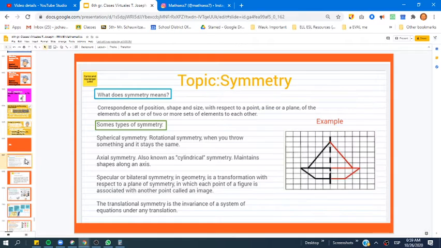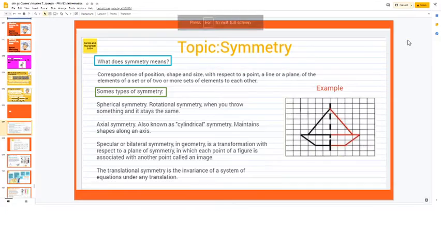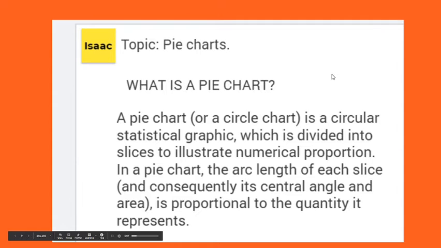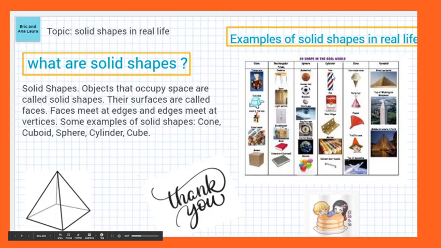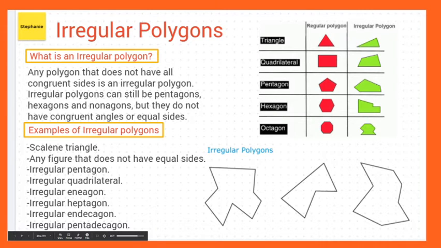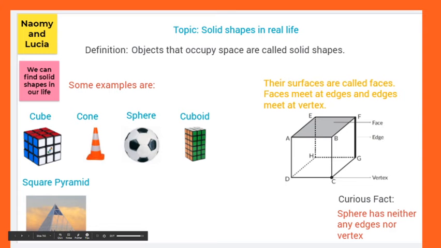Okay. And we had some really cool topics. I am really, truly impressed by a lot of students that were able to really develop this topic. For example, Carlos and Maria Angel chose symmetry. They'll be talking about that this week. Isaac chose pie charts, understanding that topic a little bit better. Eric and Ana Laura chose solid shapes and what they are, examples in real life. Isabella and Sebastian chose congruency and non-congruency, what it means, what it doesn't mean, some examples. Stephanie chose irregular polygons.